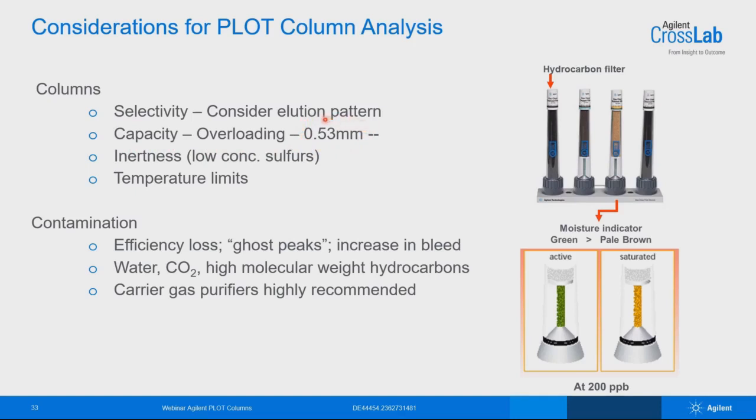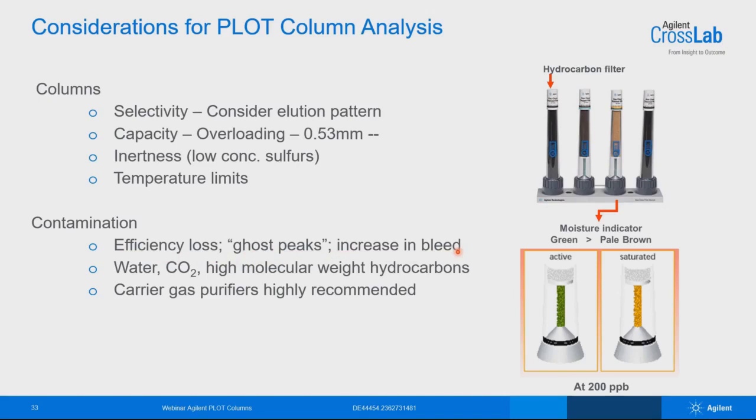The inertness can be an issue for active analytes. We've seen that. For example, ppb sulfur analysis is just not possible on porous polymers, but works very well on GasPro. Consider the temperature limits of columns with respect to what else is in the oven if you're using multiple columns. Then something about column contamination. PLOT columns are very retentive, so impurities in the carrier gas stream or contaminants in the inlet will focus on the head of the column and create problems.